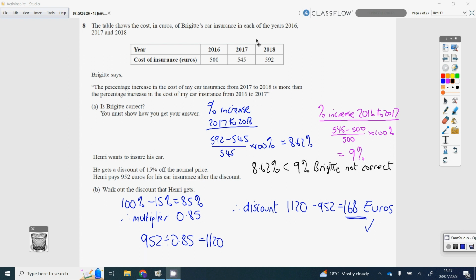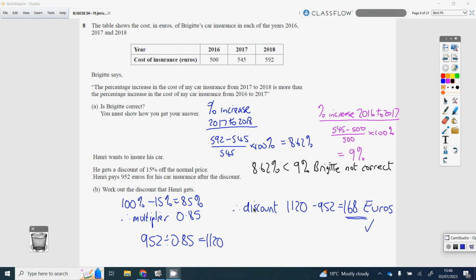Now, going from 17 to 18, the increase is 592 take away 545, and then divide this by the original amount, 545, times this by 100, and we get 8.62%. So Bridget is not correct because the 9% is greater than the 8.62%.